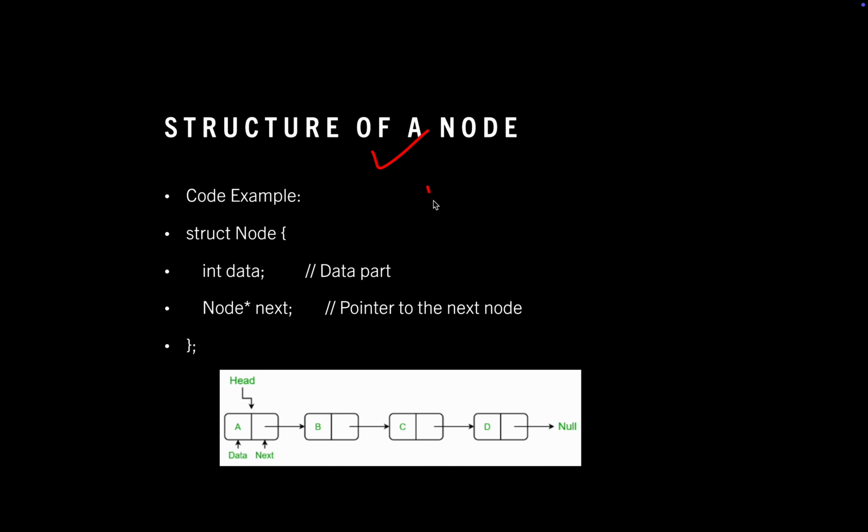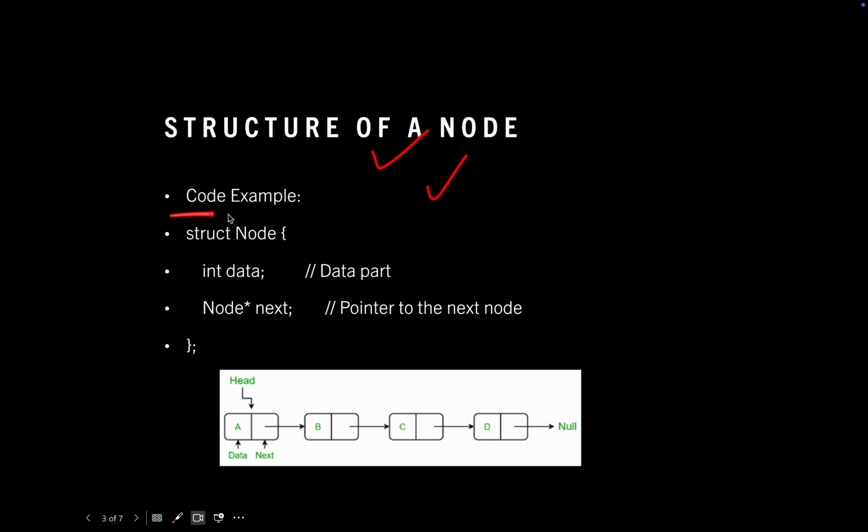So what is the structure of a node? That's what I was explaining in the previous slide. This is the node A, pointing to the B node, and this B node is pointing to this C node, and C node is pointing to this D node, and this D is pointing to null. It means that D is pointing to nothing.